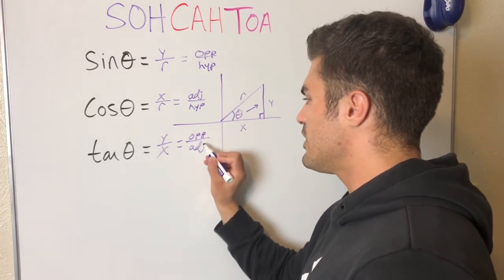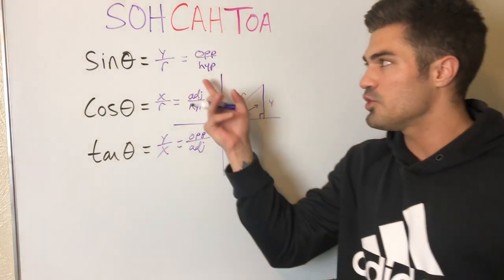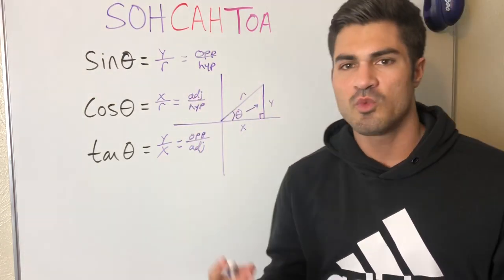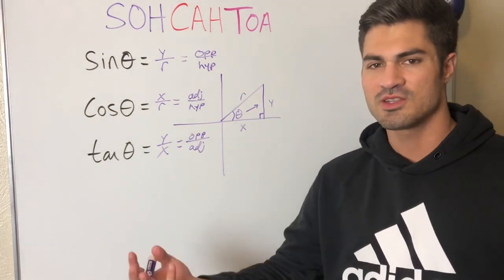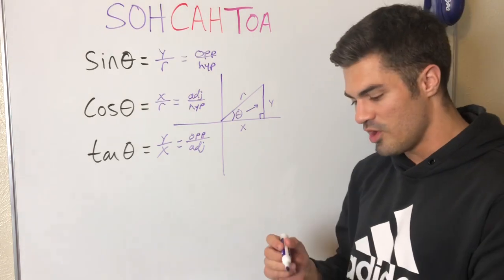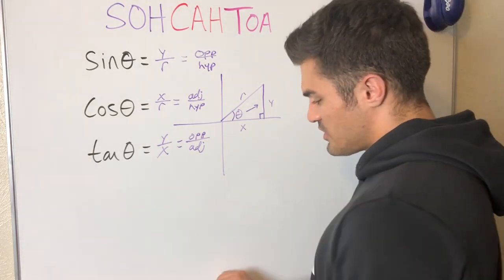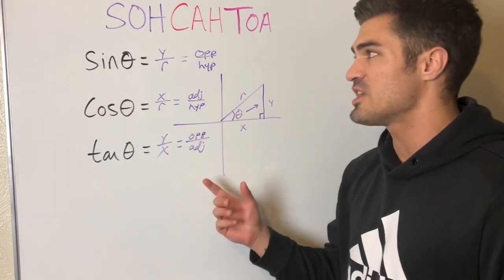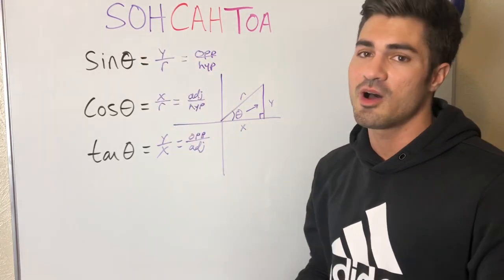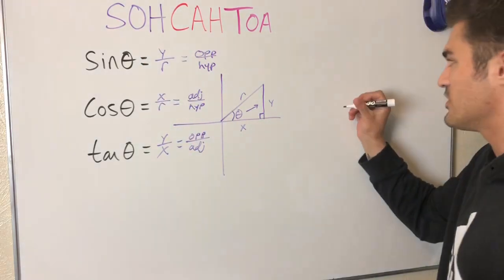So maybe now you're thinking, wait a minute, if opposite over hypotenuse is the same as y over r, then why do I need another definition? Who cares? I don't want two definitions, I just need one. Well, it really can save you time and make your life easier. Sometimes you need to look at it in terms of opposite, adjacent, hypotenuse, that sort of thing. And I'll show you why.